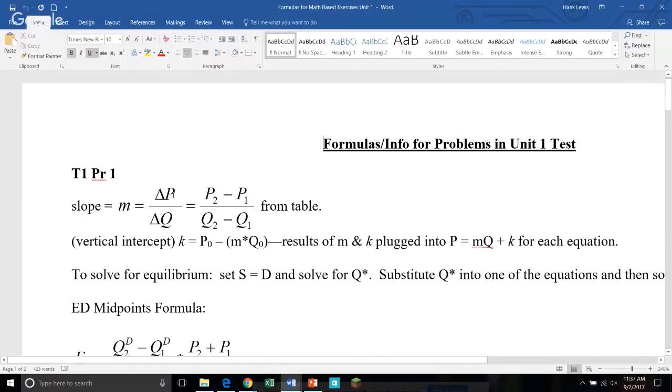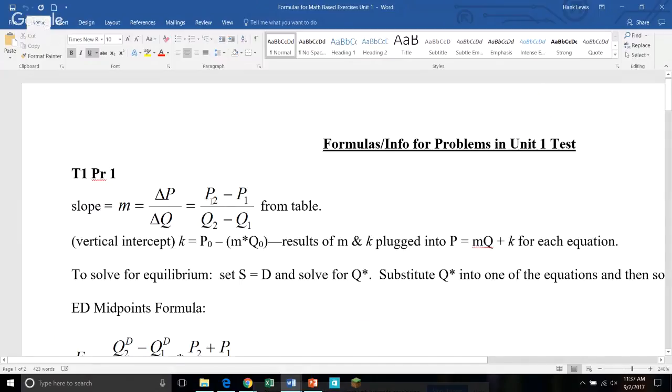Since price is the vertical variable, we have delta P. That triangle is the Greek letter delta, which means change in, and in math, change means a difference, so there's subtraction. And then delta Q, change in quantity. If it's from the demand schedule, it's quantity demanded. If it's from the supply schedule, it's quantity supplied.